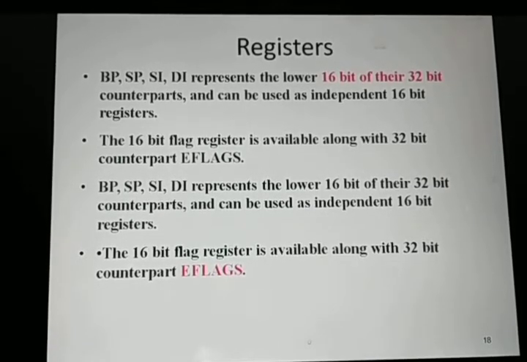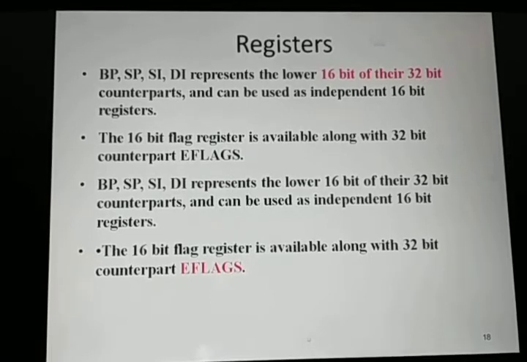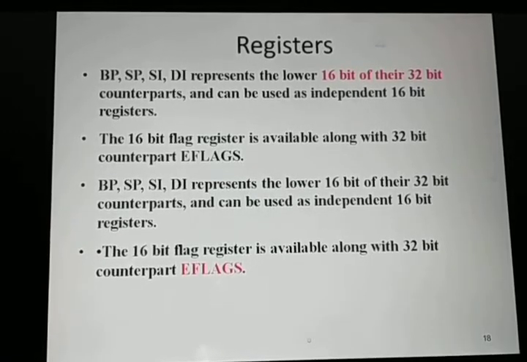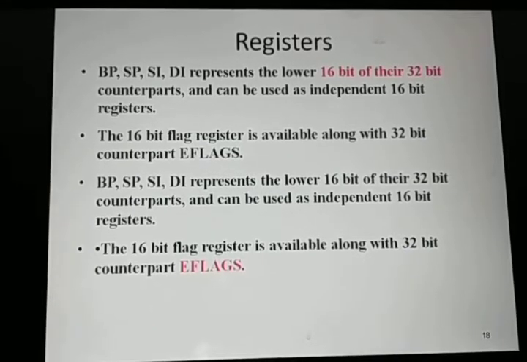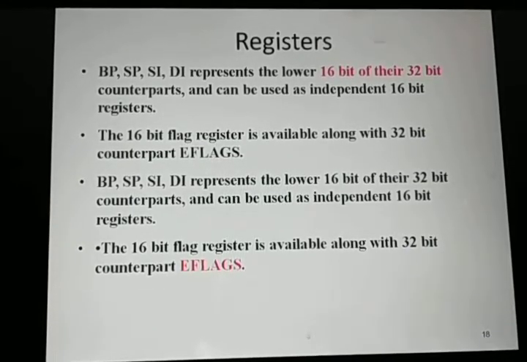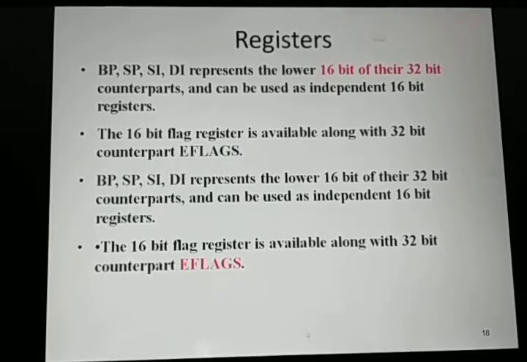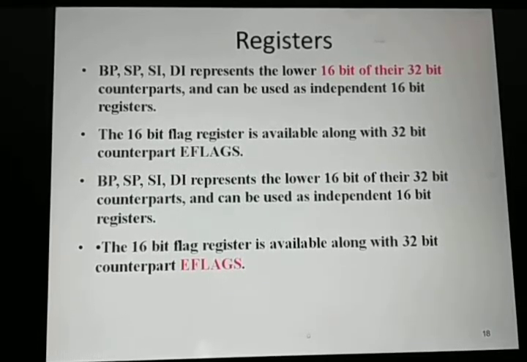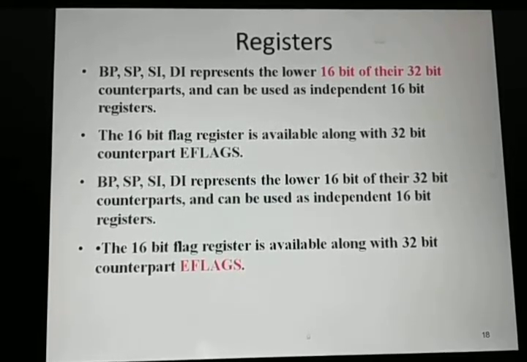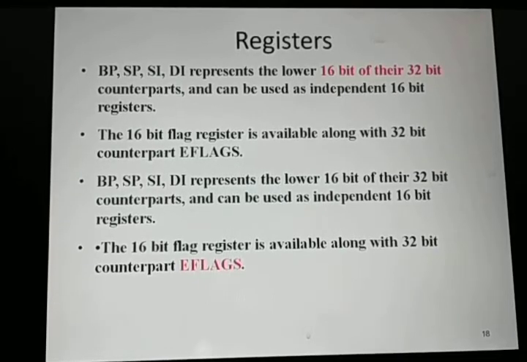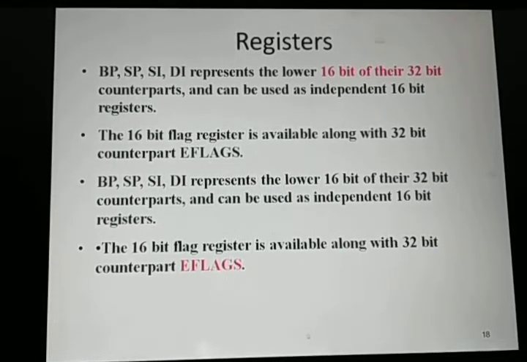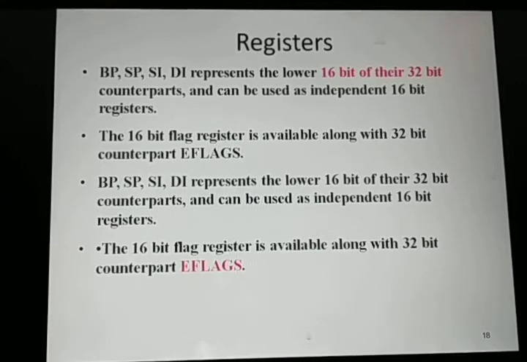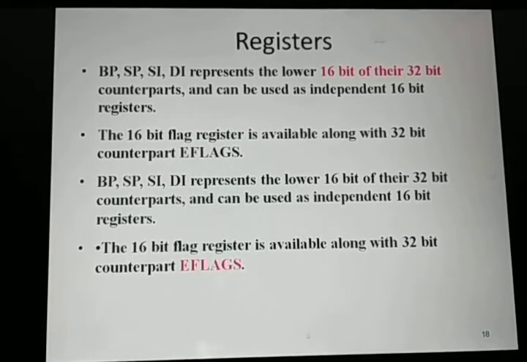Then the next point: the 16-bit flag register is available along with its 32-bit counterpart, the EFLAGS register. Your EFLAGS register is a 32-bit register, but if you are talking about only the flag register, it is a 16-bit field. Then BP, SP, SI, DI represent the lower 16 bits of their 32-bit counterparts and can be used as independent registers. The point is the same as the first one.